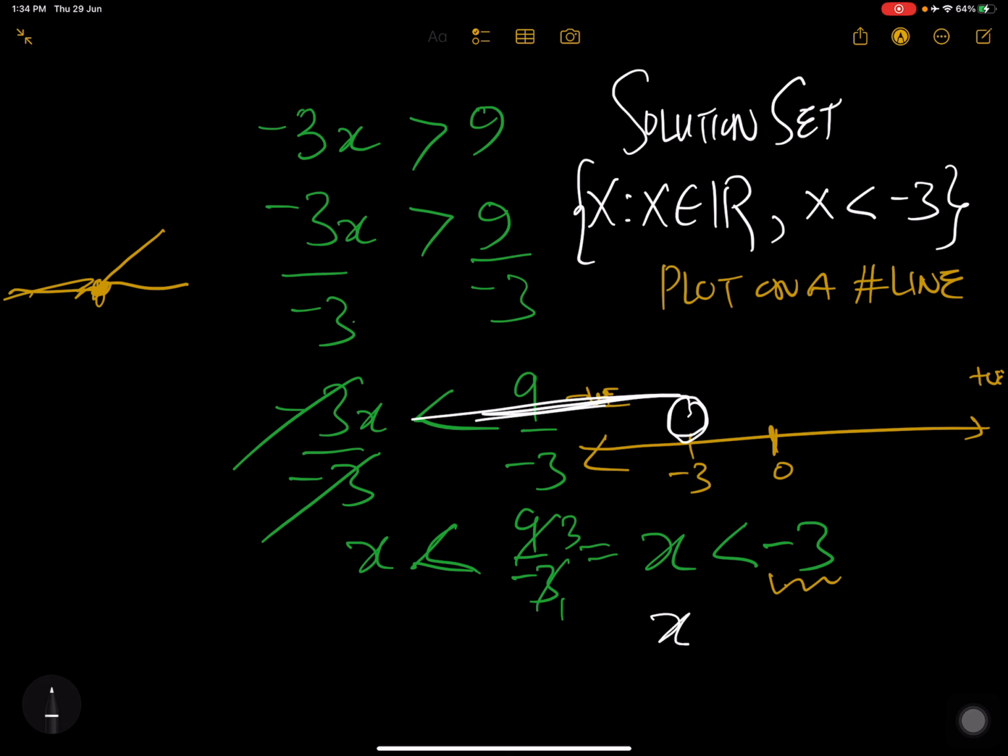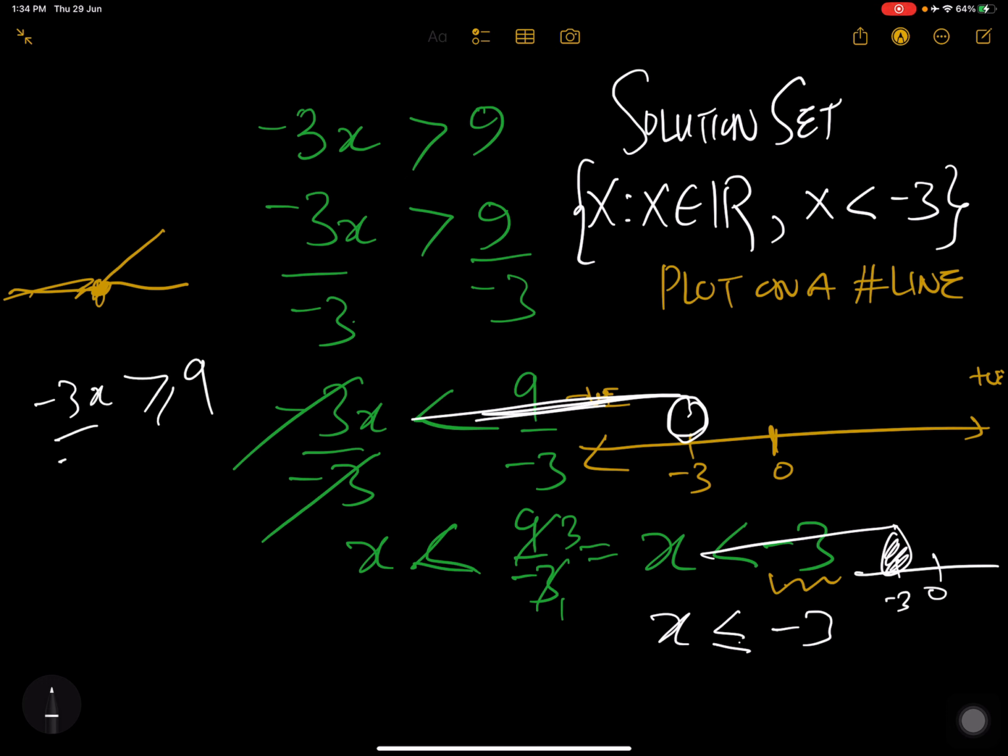If it was x less than or equal to negative 3, we would have shaded inside. It would have been this, and then we'll draw it that way. So if we had, let's say, negative 3x greater than or equal to 9, and we divided both sides by negative 3, the sign will change to less than or equal to. Whatever sign you have, it becomes the opposite. 9 over negative 3, like this, and you're going to get x is less than or equal to negative 3.